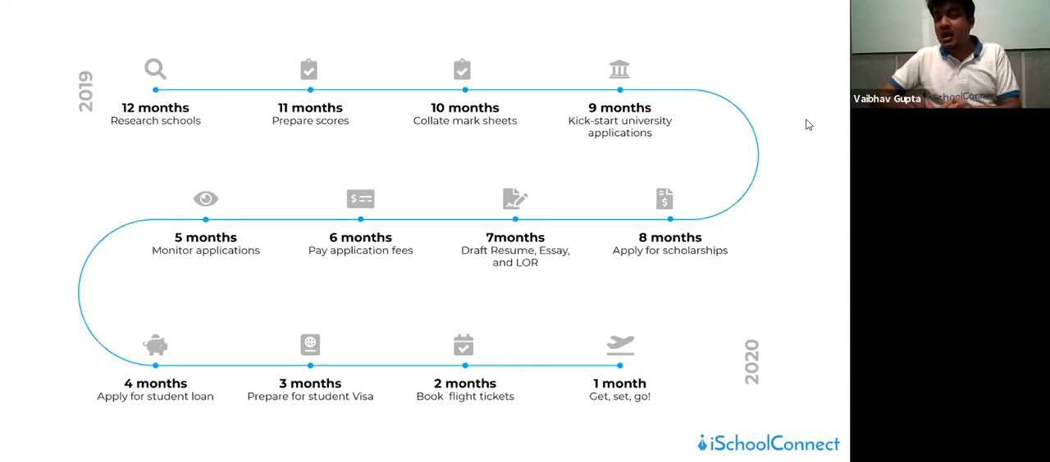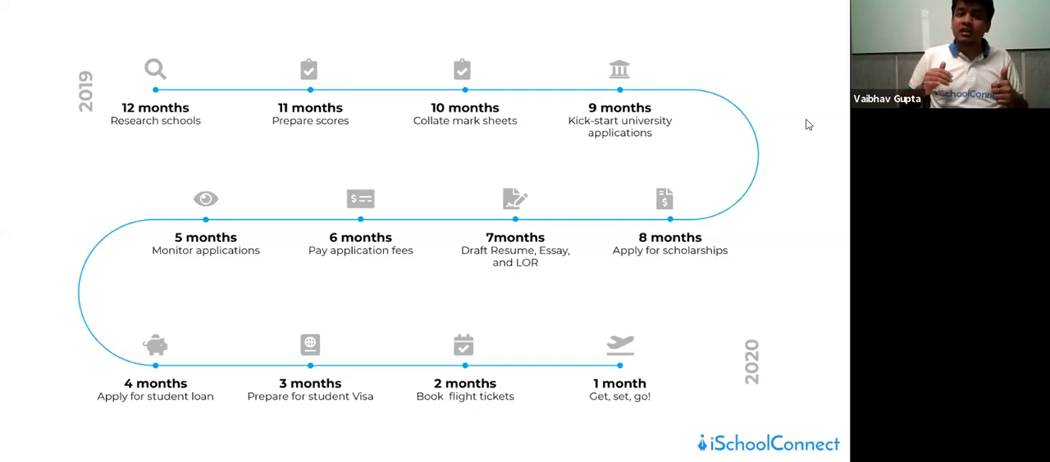So with 6 months in hand, you should be done with your applications, and you should finally pay your application fee. With 5 months in hand, you should keep monitoring your applications, keep checking whether you have received an acceptance offer, or you have got a rejection letter. Typically, I advise all my students to apply to at least 6 universities, across reach, dream, and safe, so that you are prepared for all circumstances and you do not get delayed.